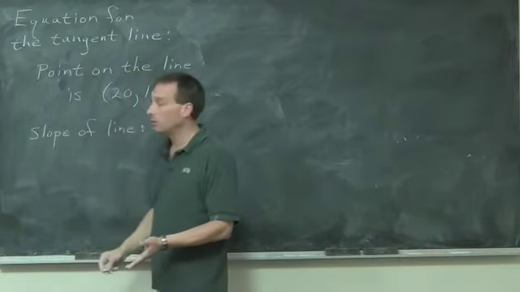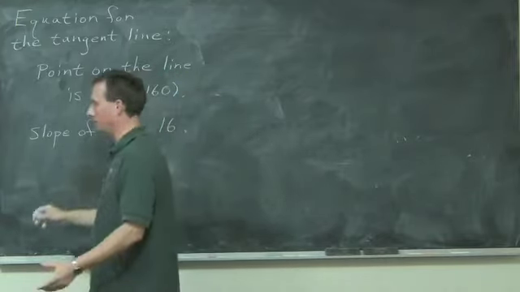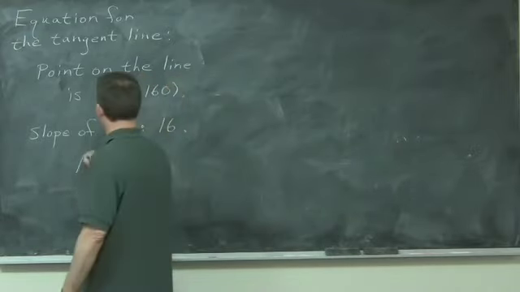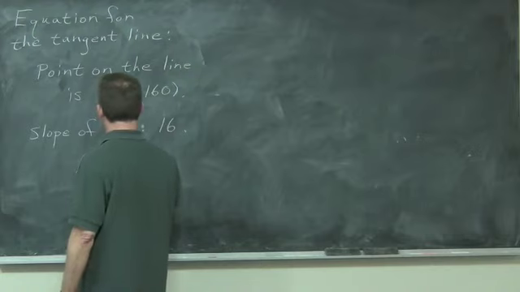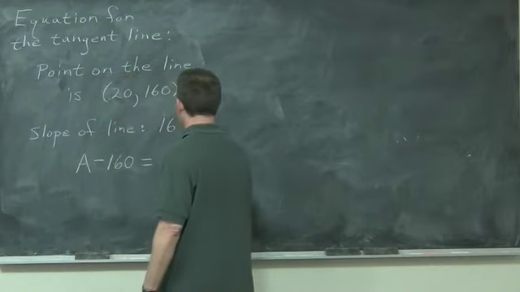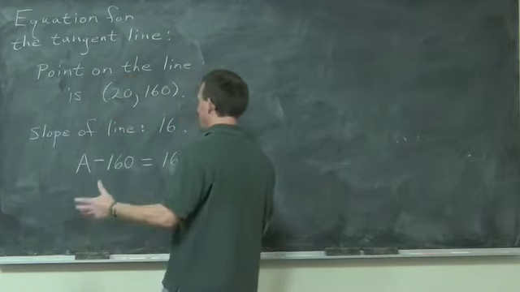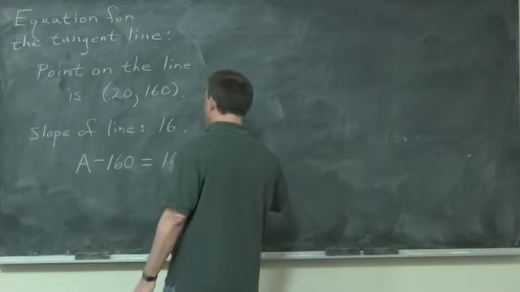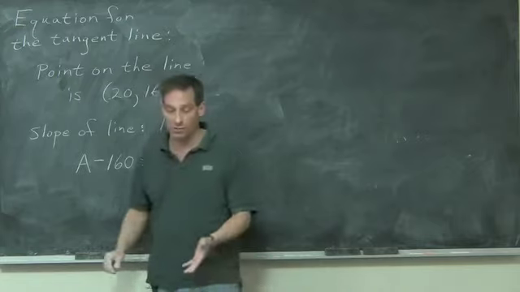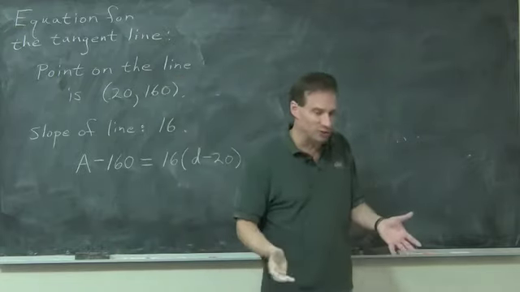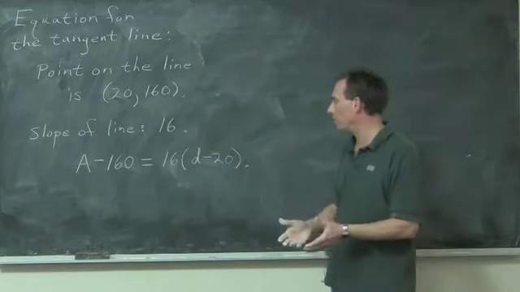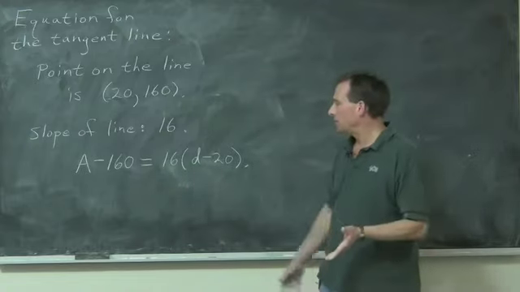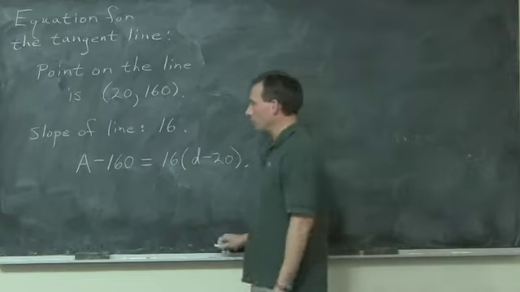So an equation for that tangent line, you think y minus the y-coordinate, but it's a, not y, here, equals the slope, 16, times, think x minus the x-coordinate, but here it's d, so d minus 20. I just leave the answer like this. If you're told that you have to write it in slope-intercept form, yeah, you can put the 160 over here and multiply this out. But this is a perfectly good equation for a line.